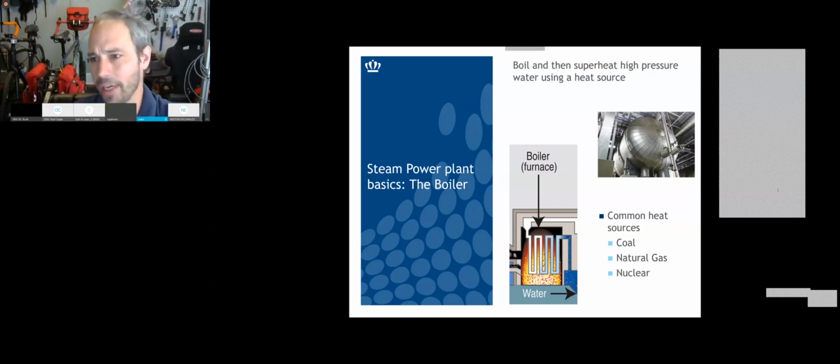So boiler, they usually run at very high pressures, 8, 10, 15 megapascals.